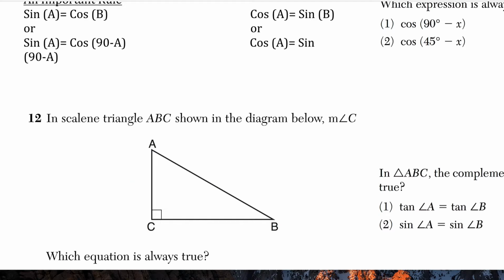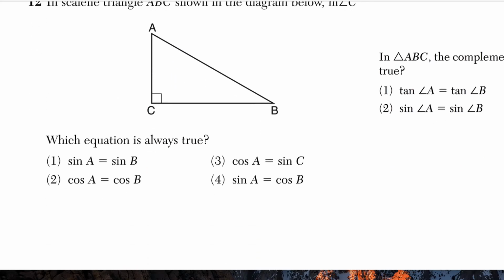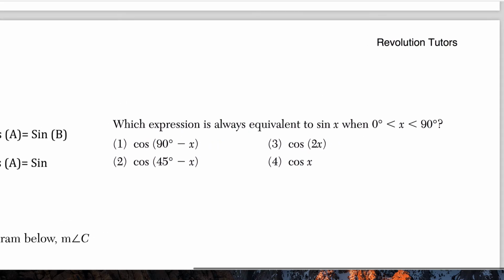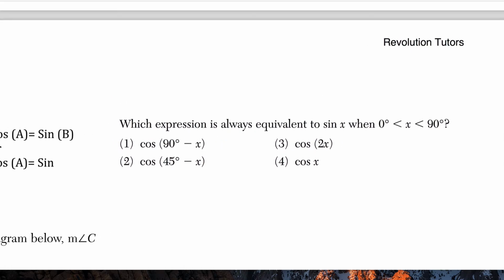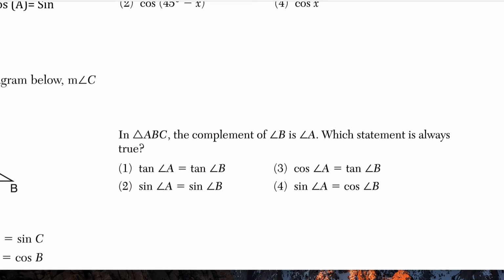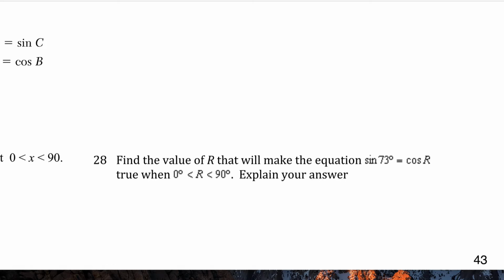So you could clearly see that. And then if you don't understand any of that, still, sine A equals cosine B. Choice 4 there. Alright. So they're just calling the other angle 90 minus x. Exactly. So sine x equals cosine 90 minus x. Sine A equals cosine B.